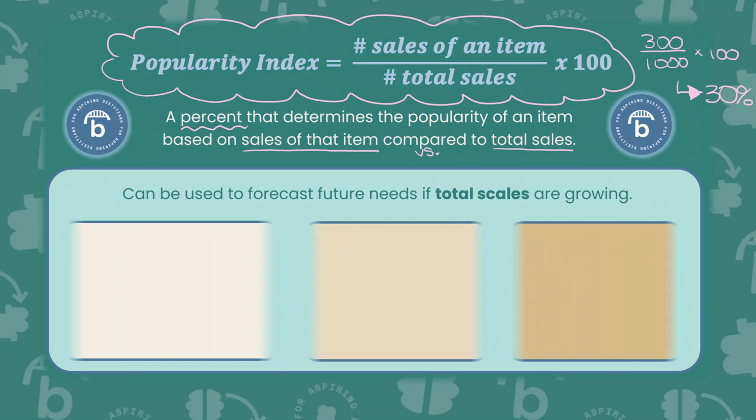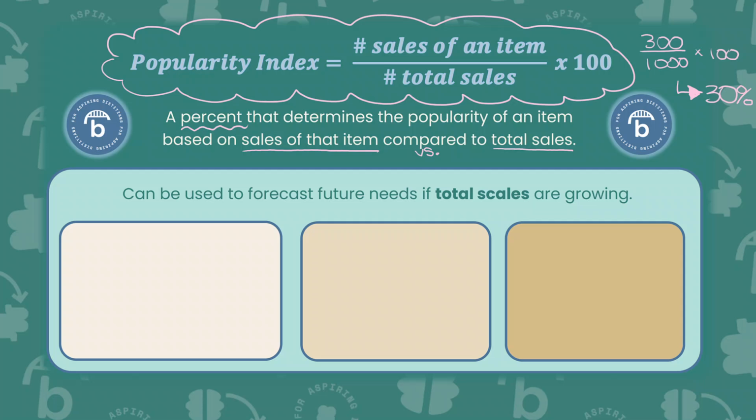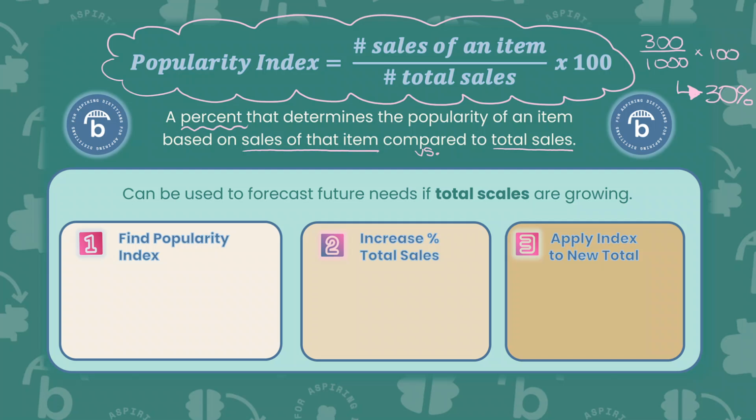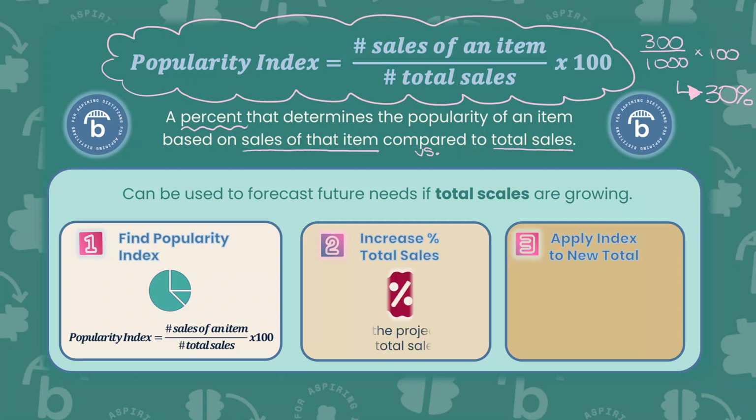When that happens, you don't start with the item. You have to grow the system, and then you use the item share to determine its place within that larger new total. Because if all sales are expected to grow, then we have to grow the total system first, and then use the popularity index to determine how much of the total should come from each item. So to do that, you'll need to determine the popularity index and then apply that to the new total after we've applied the projections to the total sales.